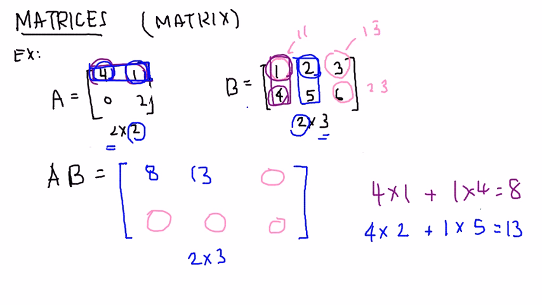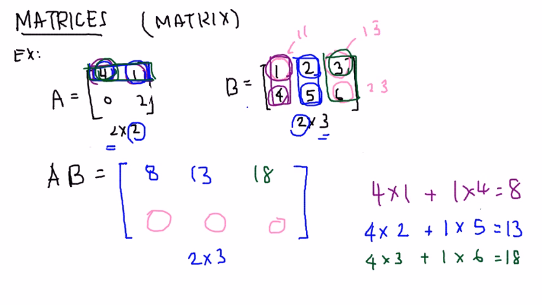Okay, this element right here is in row 1, column 3. So I'm going to multiply the first row with column 3. So that would be 4 times 3 plus 1 times 6, which gives us 18. Let me do that again. That was 4 times 3 plus 1 times 6.